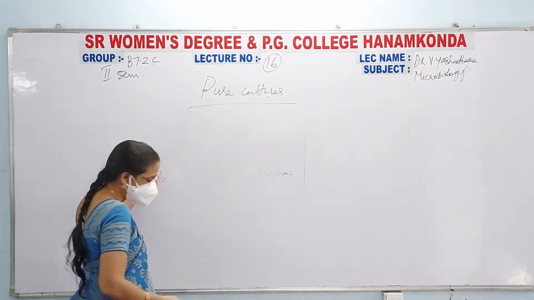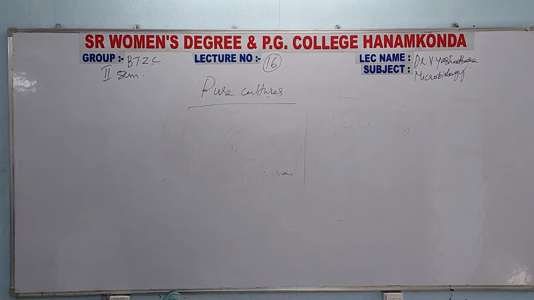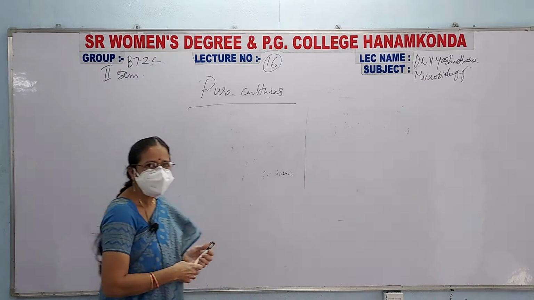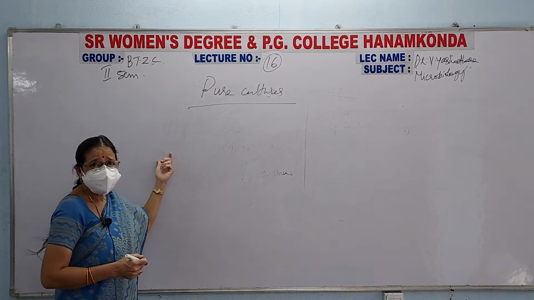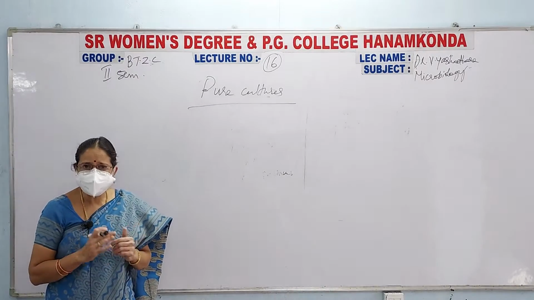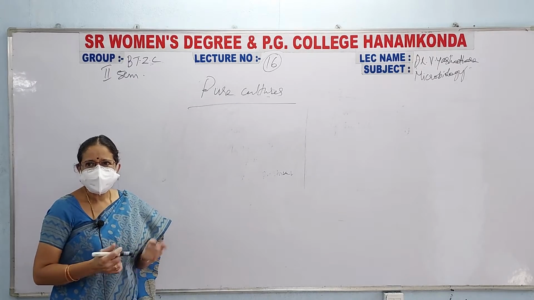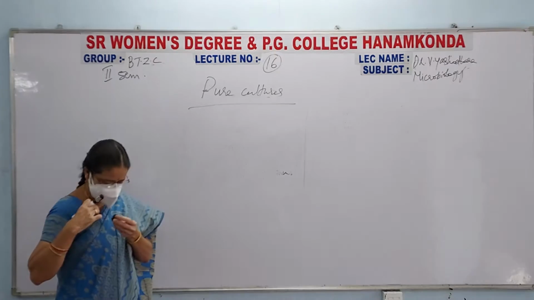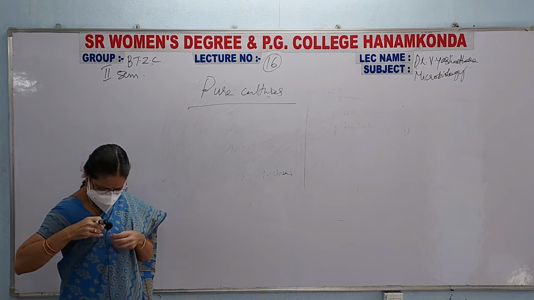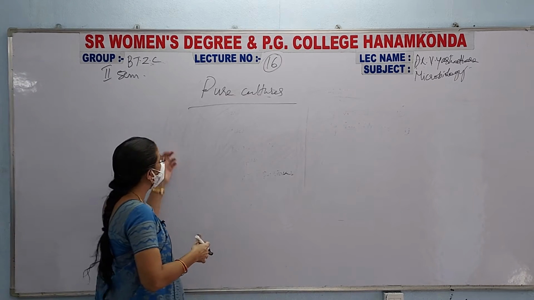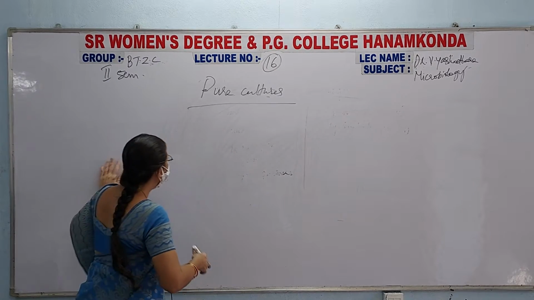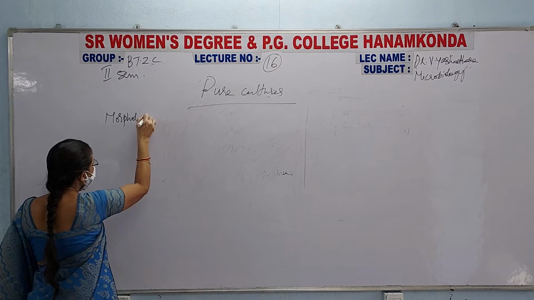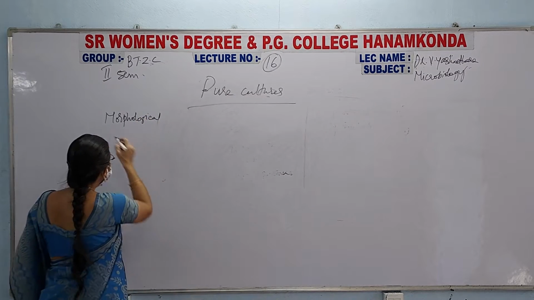Now coming to the next one, the characteristics of pure cultures. See here, these pure cultures, they can be identified. After isolation, you have to identify whether they are actually pure cultures or not. For its identification, simply you have to go for morphology. Morphological identification.